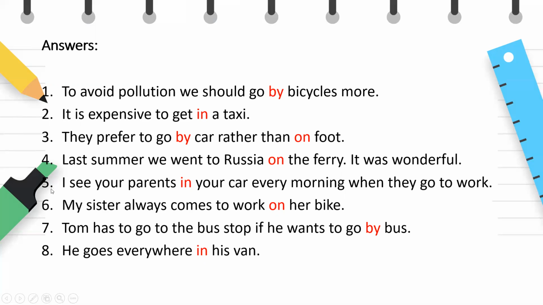Number 5. I see your parents in your car every morning when they go to work. Number 6. My sister always comes to work on her bike. Number 7. Tom has to go to the bus stop if he wants to go by bus. And number 8. He goes everywhere in his van.